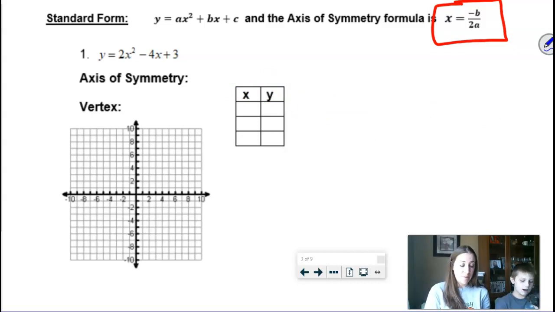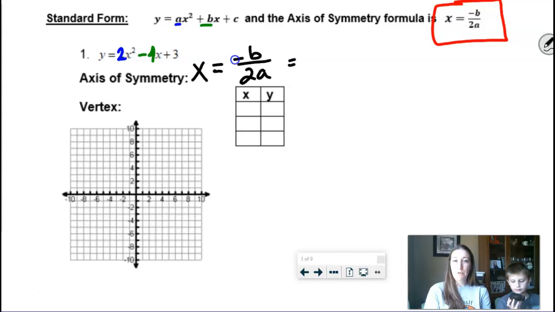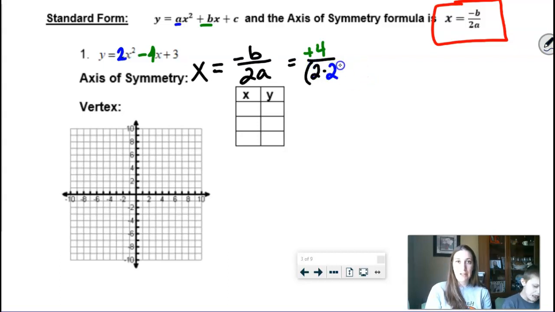Now, a, b, and c, remember, are the coefficients of your function. So a is this 2, and b is this middle coefficient, in our case a negative 4. Using my axis of symmetry formula, x equals negative b over 2a, we read that as negative b, meaning the opposite of b. So the opposite of your b term would be a positive 4. Then we divide it by 2 times a, and 2 times a, remember, was 2. Those of you who type this on your calculator, just remember to put parentheses around the denominator.